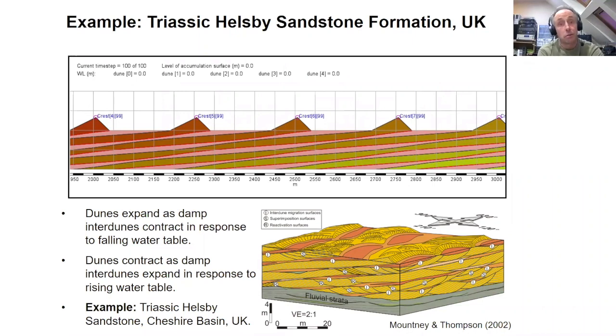And so in terms of where do we see that? We see it in a number of examples. So we see it in stratigraphic successions. There's one down in the bottom right here. This is the Helsby Sandstone. It's a Triassic succession from here in the UK. And you can walk out the outcrop and you can see these interdunes expanding and contracting within the outcrop succession. And so that's quite well documented. It's a fairly old paper now, but it's quite well documented from this particular succession.